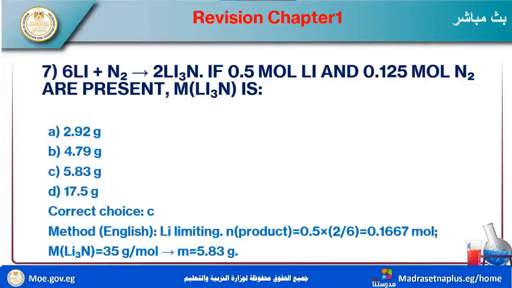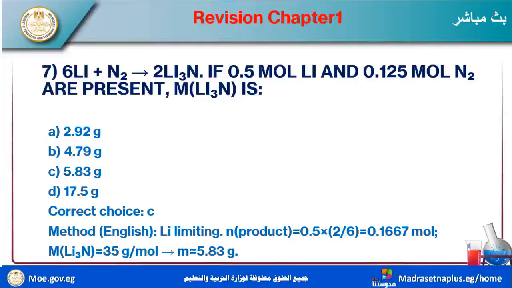Now, the method here: lithium is the limiting reactant. Why? Because you have 0.5 moles of lithium and you need 6 moles of lithium, not 1 mole, and nitrogen is 0.125. So the limiting reactant of this reaction is lithium. So the Li3N depends on lithium, not nitrogen.